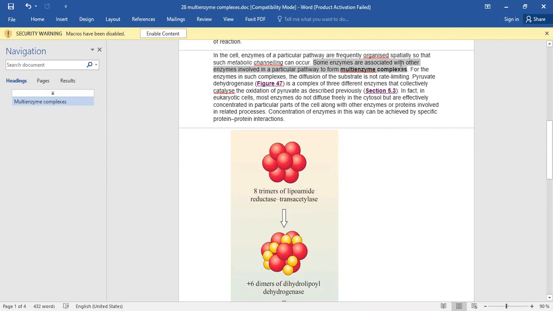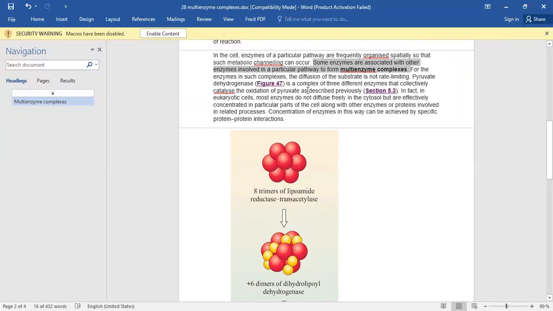That is a complete set of a reaction. They are going to perform a complete set of reactions by joining together by association with other enzymes. So they are forming a multi-enzyme complex. For the enzymes in such complexes, the diffusion of the substrate is not rate limiting, and the example of this multi-enzyme complex is pyruvate dehydrogenase.